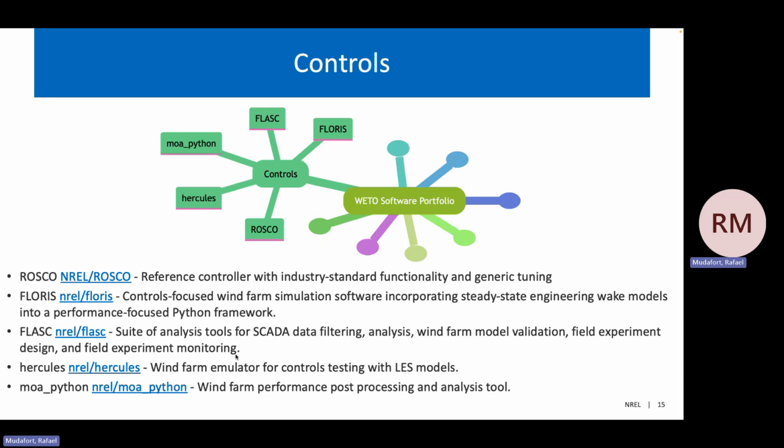FLORIS is a controls-focused wind farm simulation software, a steady-state analytical model, very fast, and has just low-order models. FLASC is an analysis tool set for SCADA data that integrates with FLORIS. Hercules is a wind farm emulator for controls testing with LES models, specifically the ExaWind stack, which is the AMR-Wind. And then MOA Python is a tool for wind farm performance post-processing.